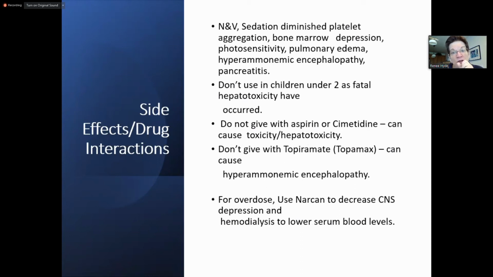When you look at this, basically, this is probably the most important one. We don't use it in children under the age of 2 because it can cause fatal hepatotoxicity. It also can cause hyperammonemic encephalopathy. Their ammonia level elevates. We can use Narcan on this medication because it has an opioid-like effect. You can also hemodialyze them to lower their serum levels.